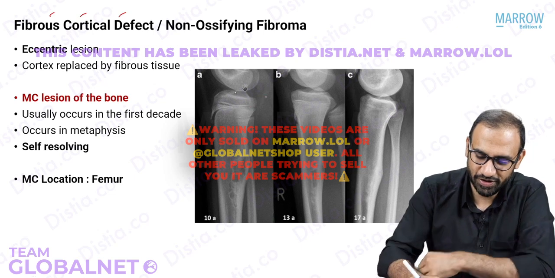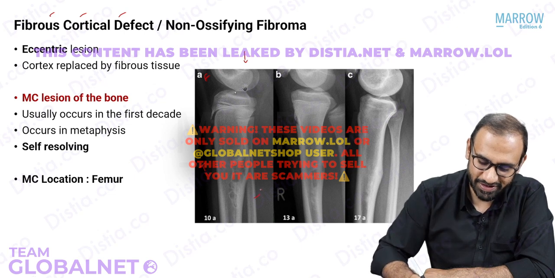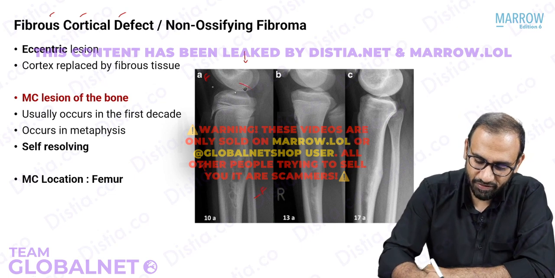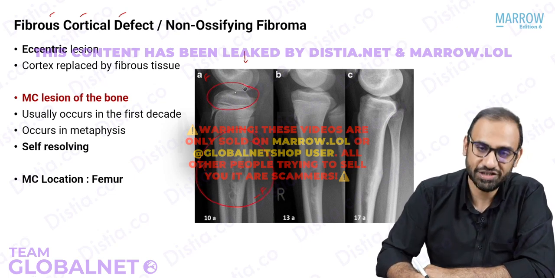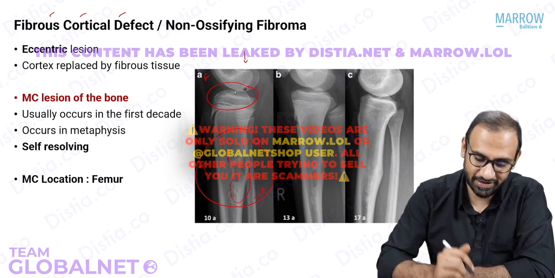So look at this X-ray over here. What do you see? You see that this is the tibia and this is the femur, and this small thin bone is your fibula. Where is the lesion here? There is a lesion in the metaphysis. Is it in the center of the bone or is it at the cortex of the bone? It's an eccentric cortical lesion.